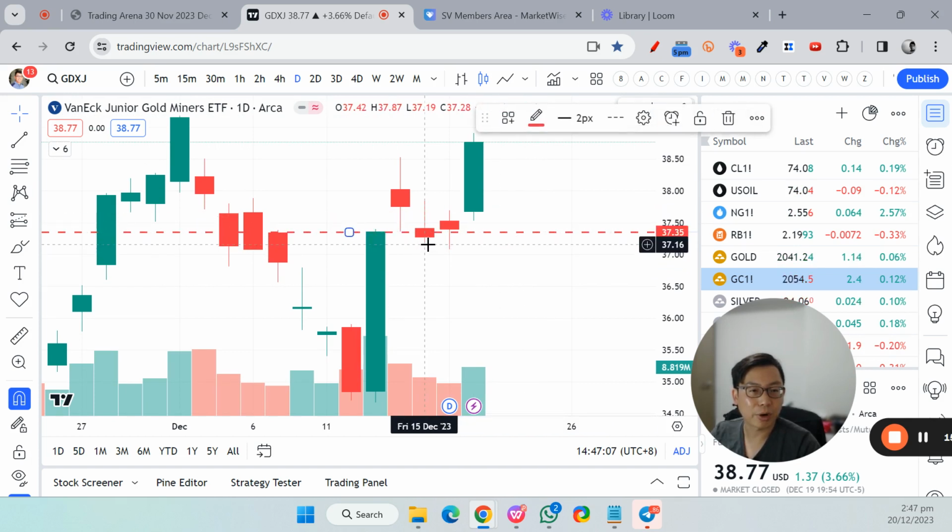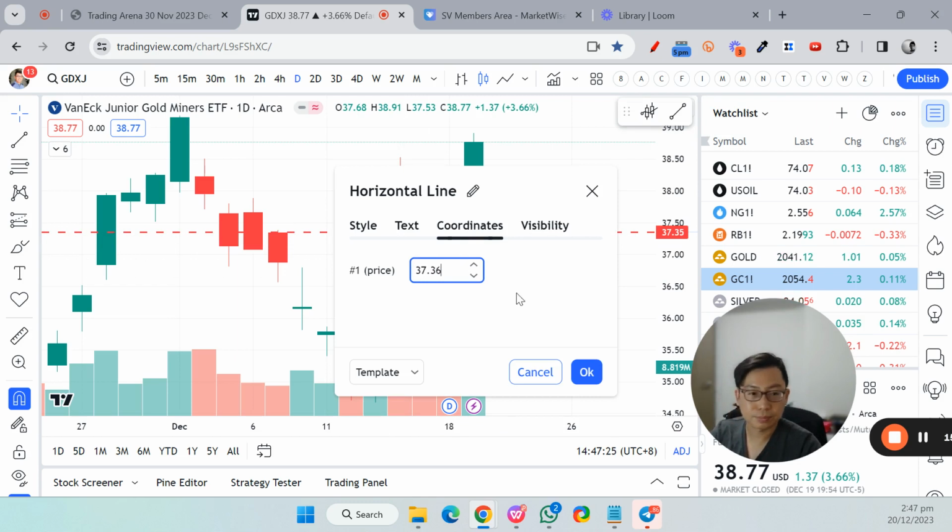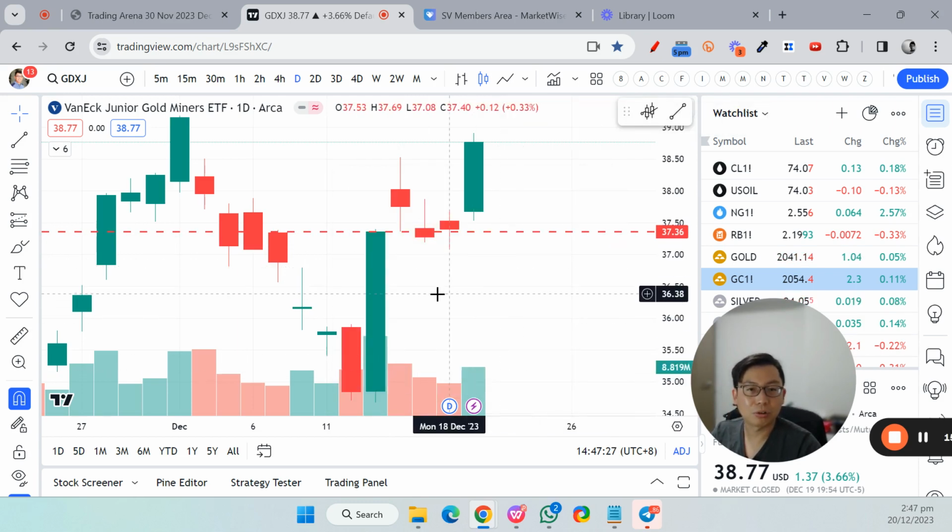So this is the day on Friday where price closed below the prior day low over here. The prior day low is actually 37.36. Actually for GDXJ, these are junior gold miners, right? On Monday, price has already closed above the wash line. Technically, you can enter, but once again, I missed it. So I entered the following day.